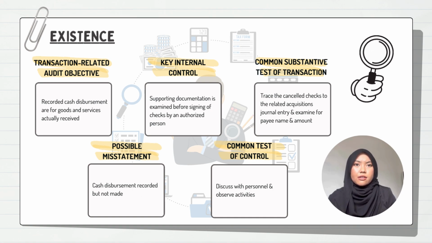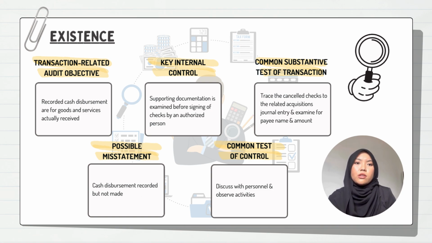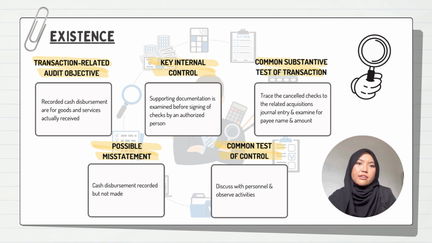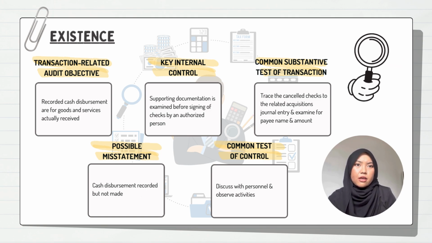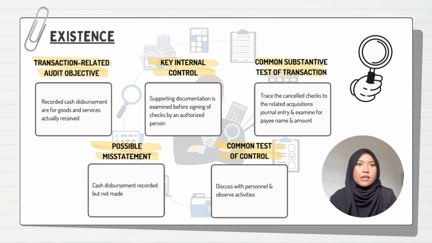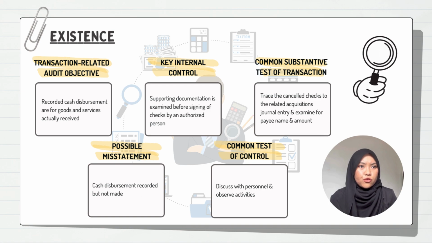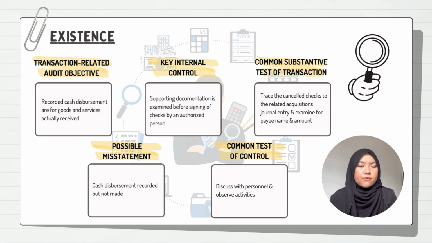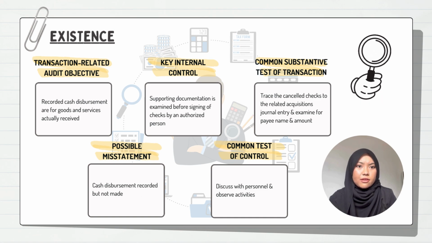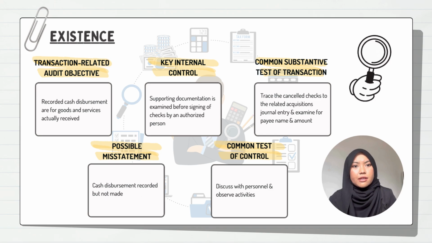For existence, the transaction related audit objective: recorded cash disbursements are for goods and services actually received. The second one is the possible misstatement, cash disbursement recorded but not made. And for the key internal control, supporting documentation is examined before signing off the check by an authorized person. And for the common test of control, discuss with personnel and observe activities. The last one, common substantive test of transaction: trace the cancelled checks to the related acquisition journal entry, and examine for payee name and amount.